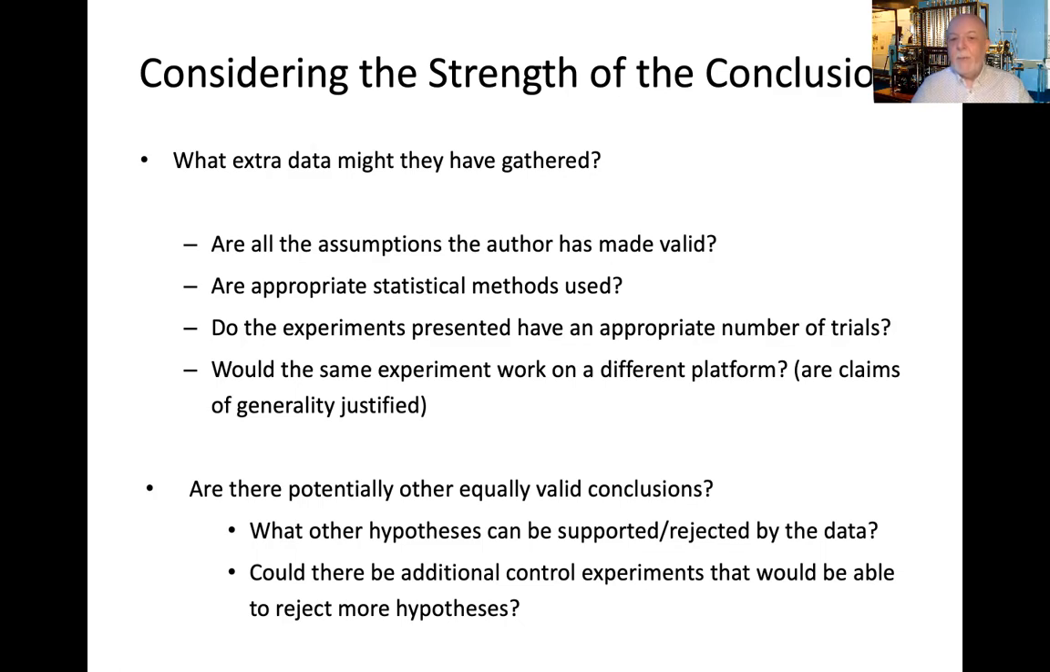What other hypotheses can be supported or rejected by the data? The authors may have focused on one particular one, but reading the paper, you may have come up with other hypotheses that the data might have supported or rejected. And could there be additional control experiments made to help reject these extra hypotheses?